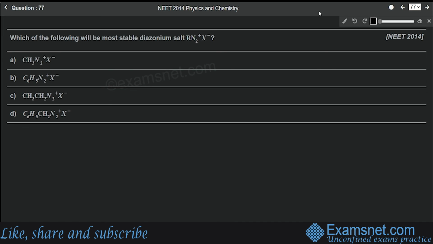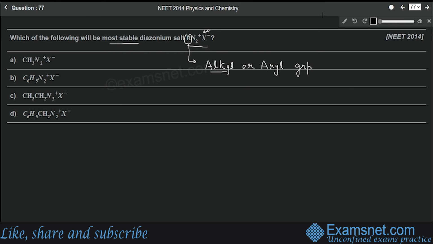Question number 77 is again from the chapter amines, and the question is: which of the following will be the most stable diazonium salt? RN2 plus X minus. So RN2 plus X minus is the general formula of the diazonium salt, where R represents an alkyl or an aryl group. Okay, alkyl or aryl group. That means it can be an aliphatic group or an aromatic group, whereas X is a halide.